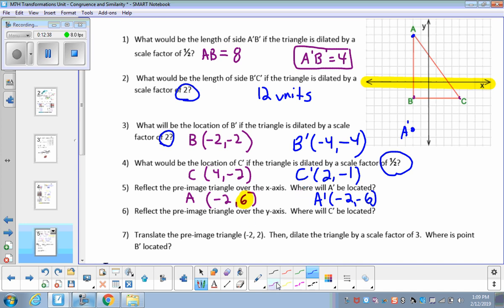For number 6 here, it's saying to reflect the pre-image now over the y-axis. So now we're going to be flipping it over the different axis. When we flip this over the y-axis right here, instead of A, now we're looking at point C. So C started out over 1, 2, 3, 4, down 2. C started over 4, down 2.